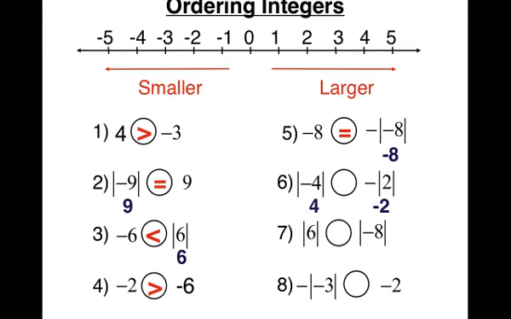A positive is always bigger than a negative. Absolute value of 6, 6. Absolute value of negative 8, 8. 6 is less than 8. Number 8, absolute value of negative 3 is 3, but then we have a negative on the outside, so that gives us negative 3 compared to negative 2. Less than.